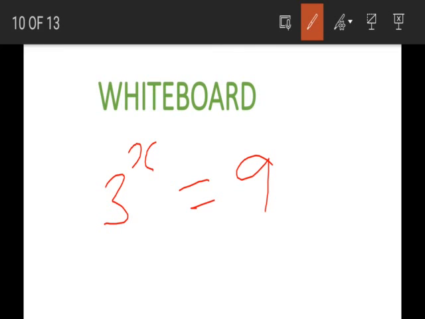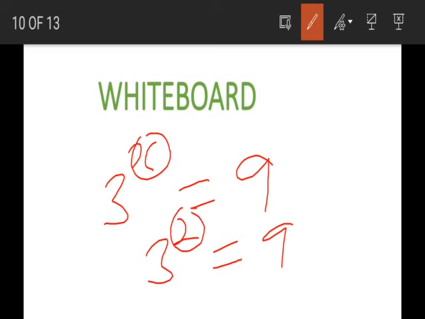Okay. So let's try now. If we say 3 raised to the power 1, it will not give us 9. Okay, let's try 2. 3 raised to the power 2 will give us 9. So therefore, that S is 2. 3 raised to the power 2 equals 9. So in other words, the S is 2. So that is how you get it.